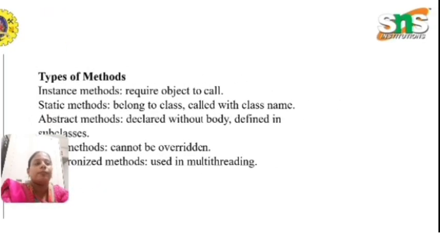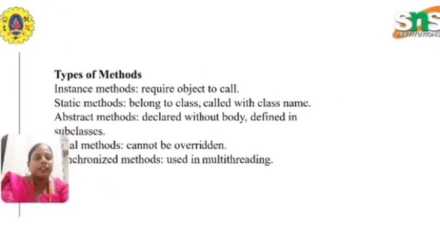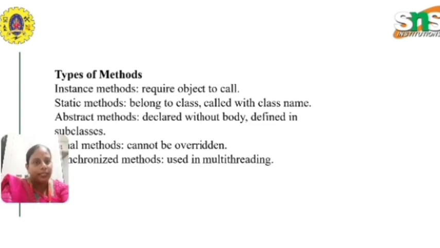And what are the types of methods? Instance methods require an object to call. Static methods belong to the class and are called with the class name. Abstract methods are declared without a body and defined in a subclass. Synchronized methods are used in multi-threading.